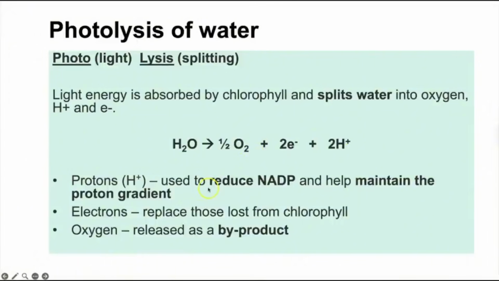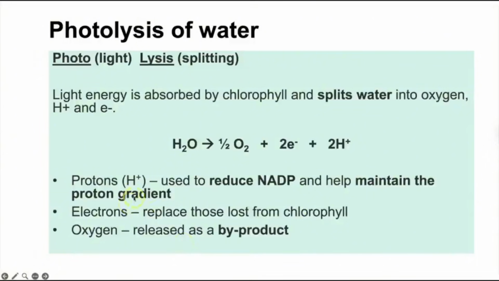The protons are going to be used to reduce NADP, and that helps to maintain a proton gradient in one of the later stages. Electrons, those are going to replace the electrons that get lost in chlorophyll in one of the stages we look at. Oxygen, this is a byproduct, it's not actually used.